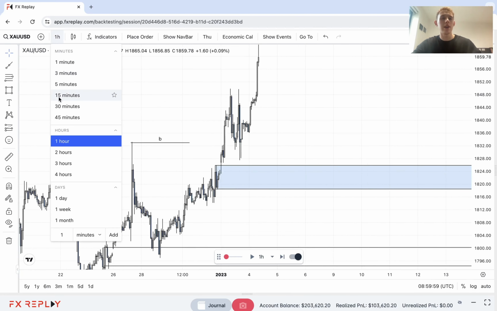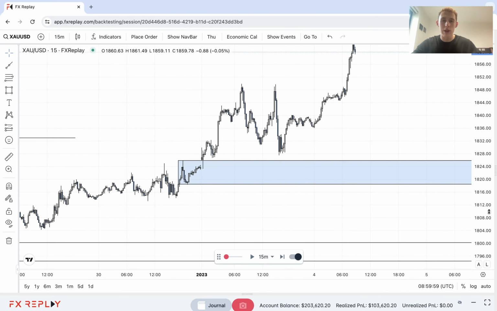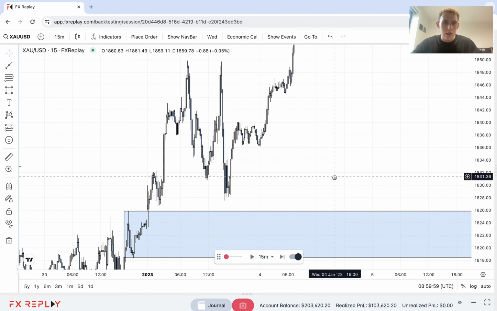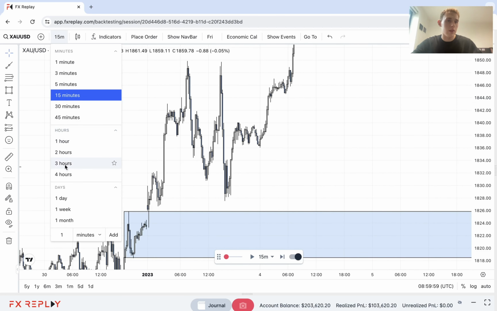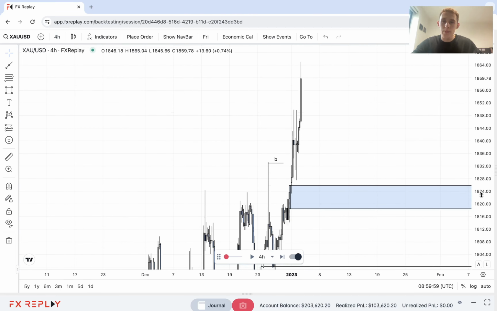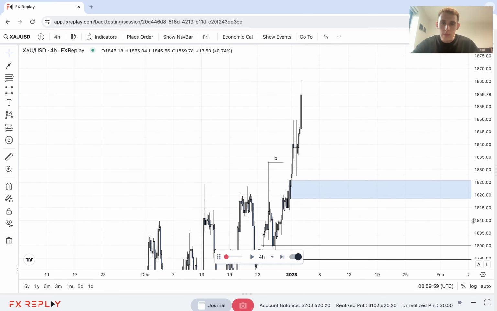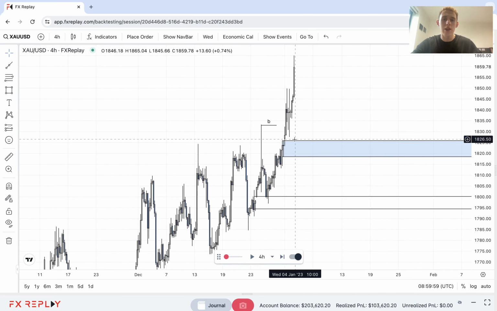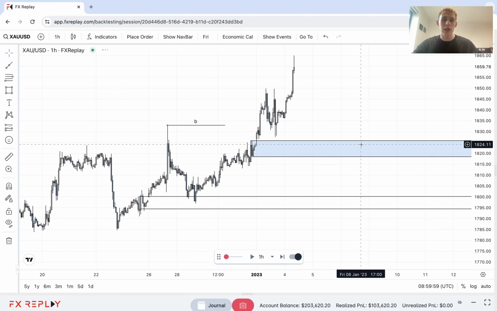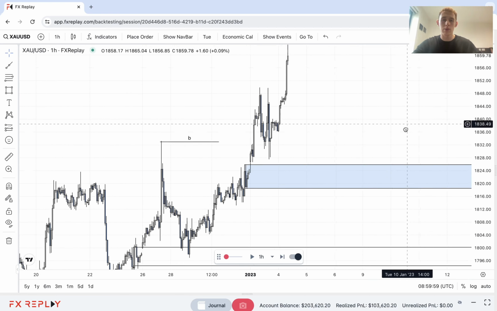Okay, so that top level did actually react. I am still seeing it likely that price comes down to this level since we have now created this liquidity above it. So we just keep playing price and see if it comes back to this level.